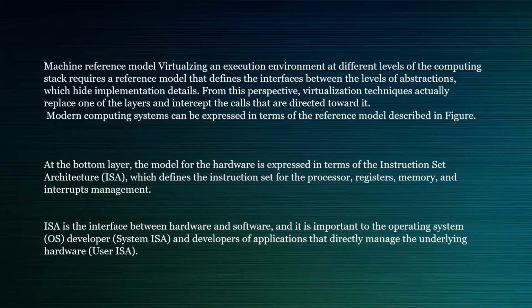In the above figure, we saw the applications, operating system, and hardware, and the system calls and API calls separately. At the bottom layer, the model for the hardware is expressed in terms of the instruction set architecture, which defines the instruction set for the processor, registers, memory, and interrupt management. So ISA basically consists of the instructions for the processor, registers, memory, and interrupt management.